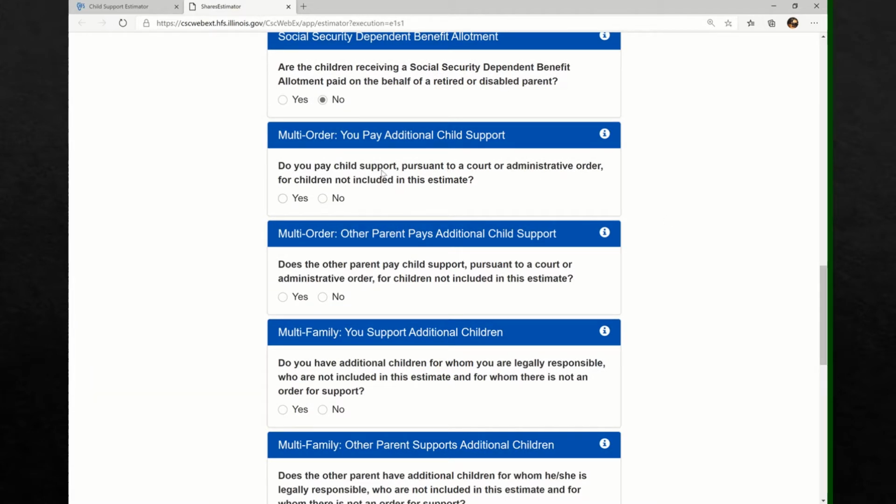Now it says, do you have other children for which you pay child support? Because then that will be taken into account. Let's say no, you have just this one child. And does the other parent pay child support for other children? No. So basically, it's just asking the same questions of both of you. Let's say no.